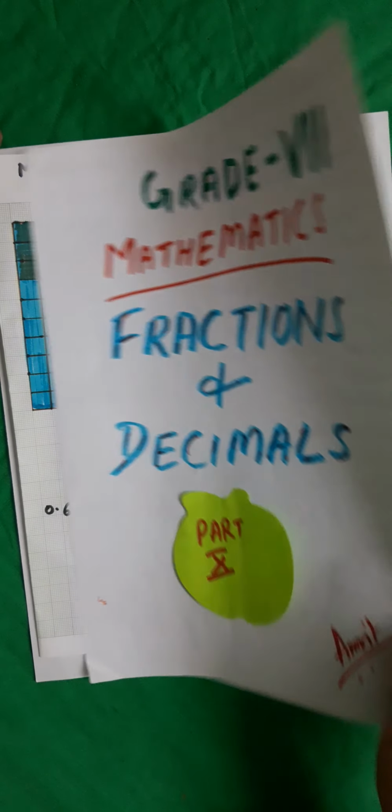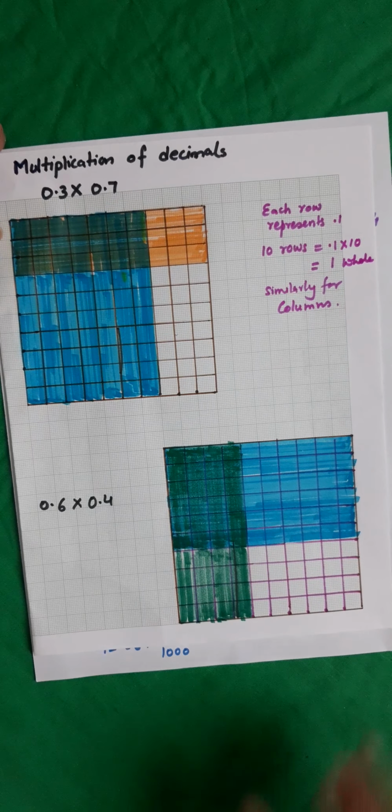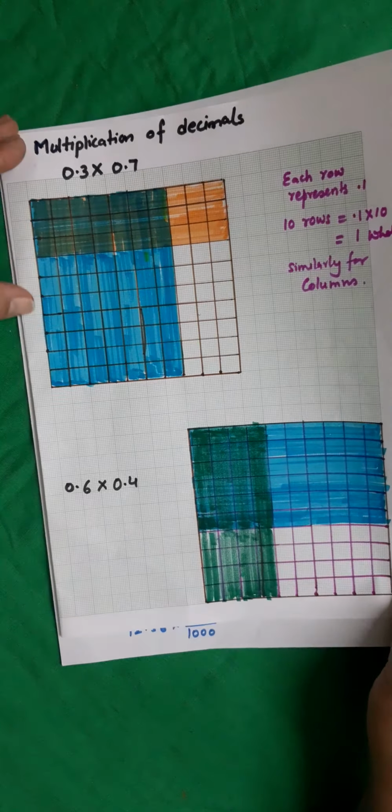Let us start today's session with a very interesting activity. I have taken a 10 by 10 grid in which each row will represent 0.1. So all these 10 rows together will represent one whole. Now multiplication is very simple.